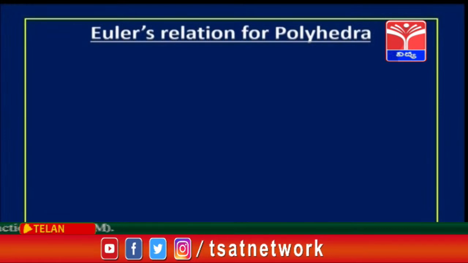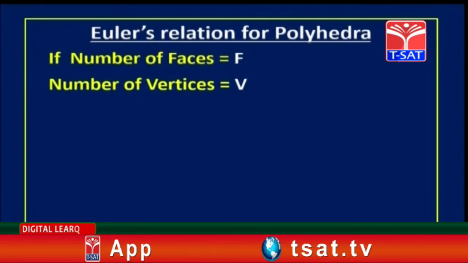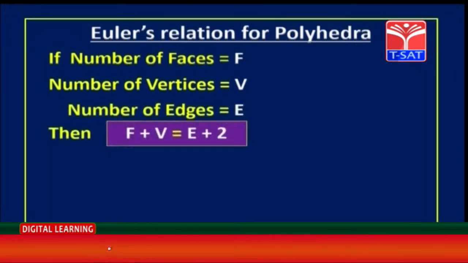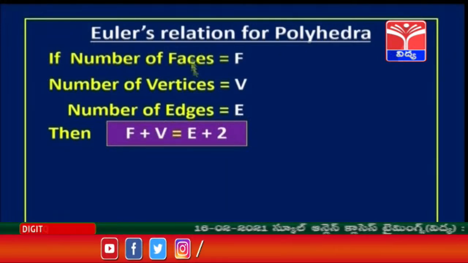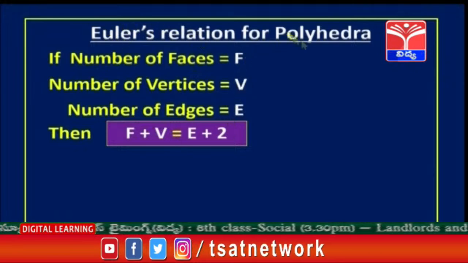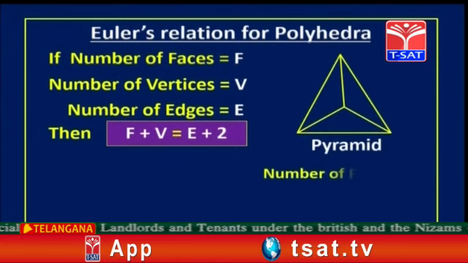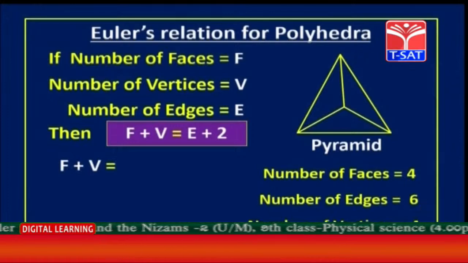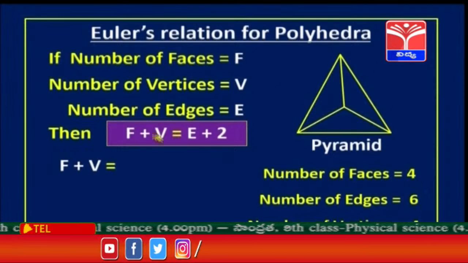Euler's relation for polyhedra. If number of faces equals f, number of vertices equals v, number of edges equals e, then f plus v equals e plus 2. Children, this is the relation given by Euler. So we are calling this relation Euler's relation for polyhedra. Children, I am taking a pyramid here. Number of faces equals 4, number of edges equals 6, number of vertices equals 4, for this triangular pyramid.